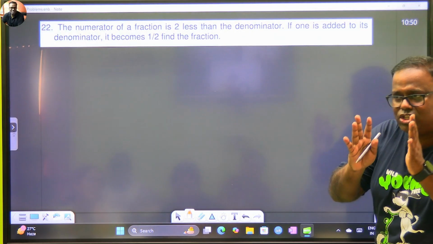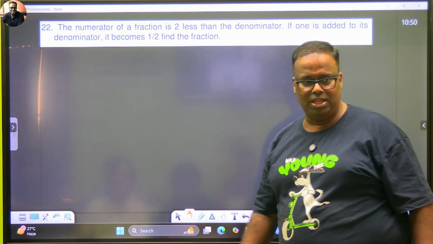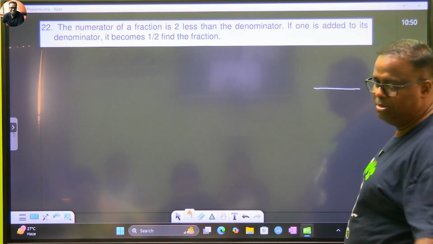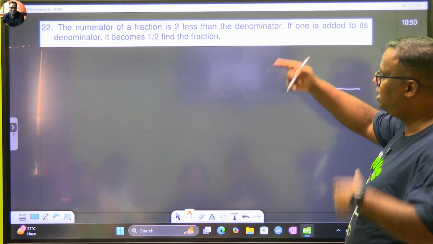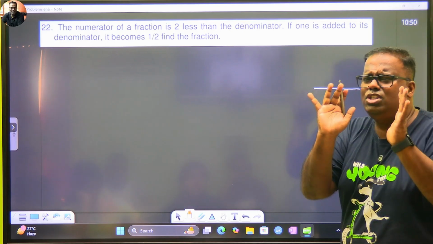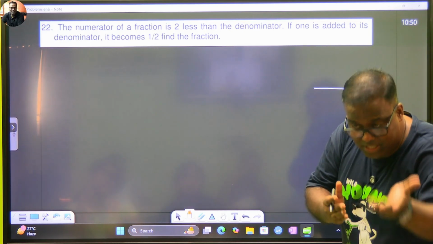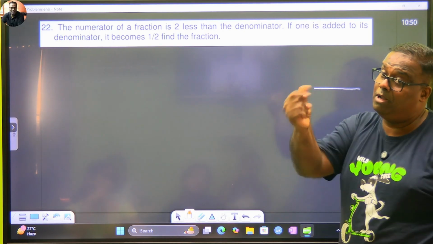Now this is a fraction type problem. Fraction type, okay? So let's see, a fraction always will have a numerator and a denominator. Denominator, Deno means dino. The numerator of a fraction, now read the question very nicely. Numerator of a fraction is 2 less than the denominator, means first the denominator.